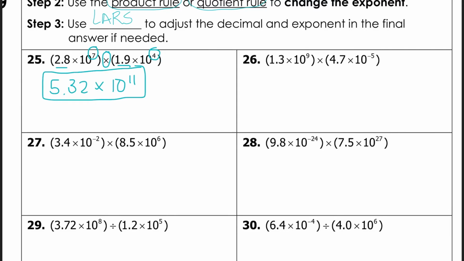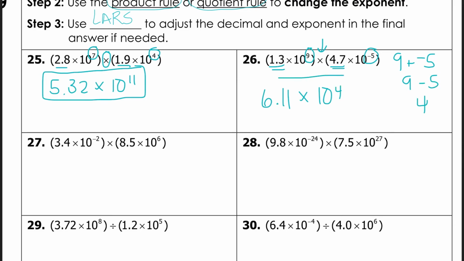Let's do number 26. Here's multiplication. I have 1.3 times 4.7. 1.3 times 4.7 is 6.11. And then I have 10 to the ninth times 10 to the negative fifth. So we're going to do 9 plus negative 5, which is the same as 9 minus 5, which is 4. This becomes an exponent of 4. Be careful with the negatives.